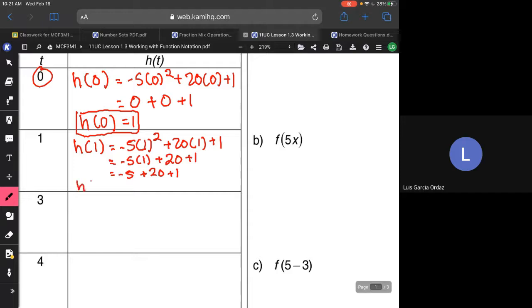So who can tell me what h at 1 gives me? Negative 5 plus 20 plus 1. Okay, 16. So if you guys were to say this in a sentence, what does that mean? Rita? Yep. So at 1 second, my baseball is at a height of 16 meters.